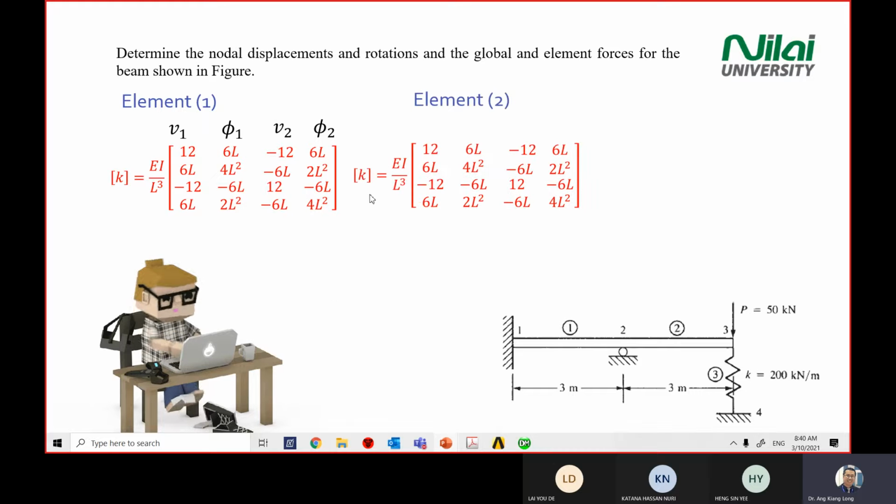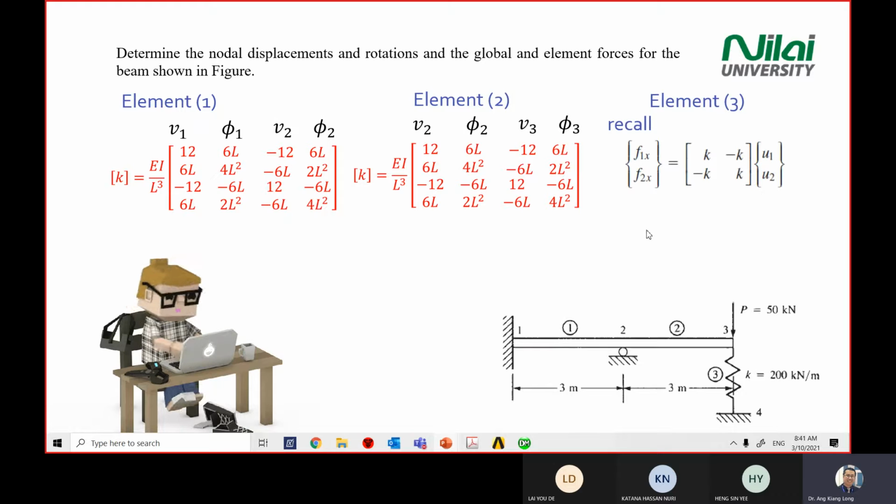So for element 2, same equation. However, the meaning inside all this number will be different. If we look at element 2 connecting 2 and 3, this one is point 2, this one is point 3. So we have vertical displacement 2, rotation 2, V3, and rotation 3. All right. Element 3 is just a spring. So spring, you only have this one.